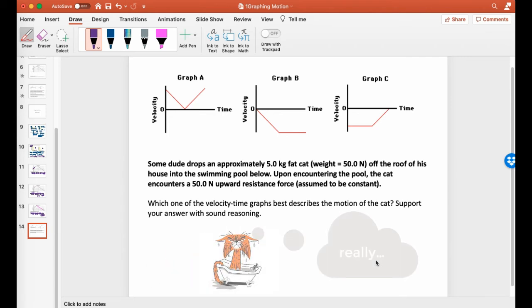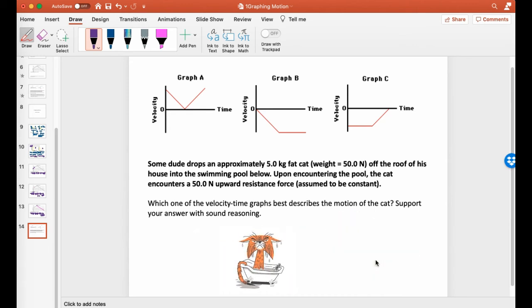Upon entering the pool, the cat encounters a 50 Newton upward resistance force, and we're going to assume that force is constant. In these first couple units, we're always assuming something is constant. We will look at things not being constant in later units, but right now we assume constant, and our slope lines are going to mostly reflect that. Which one of the velocity time graphs above represents the motion of the cat? Pick one and give a supporting answer as to why. Pause the video and do that now.